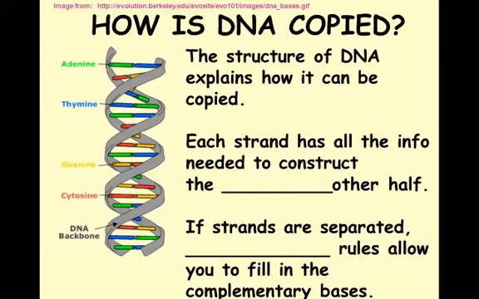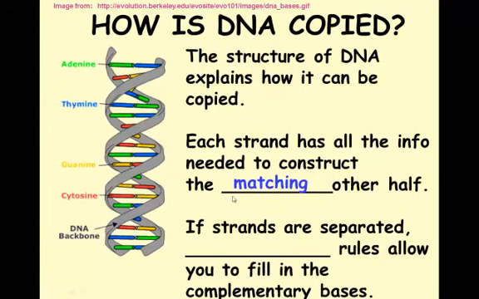So if you look at the structure of DNA now, remember, structure relates to function. How the shape of this DNA molecule is going to explain how the cell can make a copy of its DNA. If you look at how the molecule is put together, each of the strands, remember, this is a double-stranded molecule, twisted ladder. Each strand has the information it needs to make the matching half.